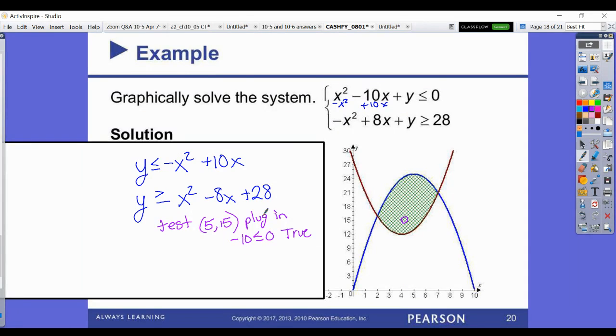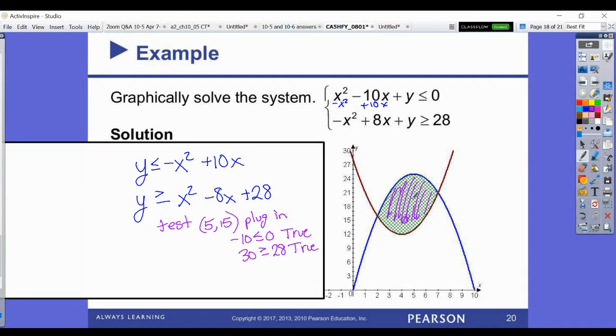I could also plug it into the second equation where I would get negative 5 squared plus 8 times 5 plus 15. And in that equation, I get 30 greater than or equal to 28, which is also true. So for the red graph, I need to be above it. And in order to be below the blue and above the red, I have to be in this section right here. So that is the finished answer. There's no way to answer this question in words. The answer is a region of the graph. It's all of this space here.